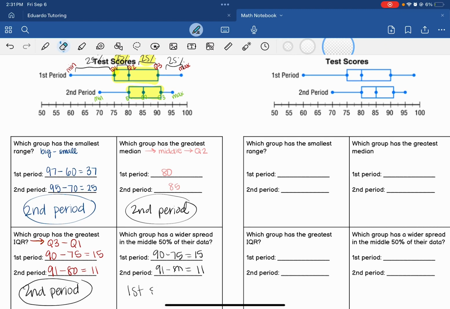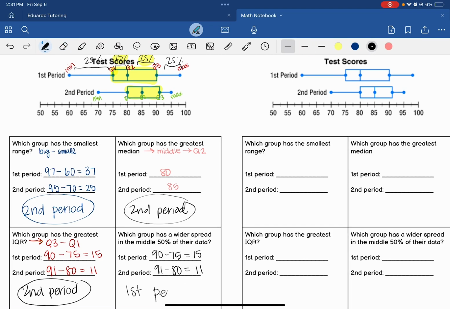That's what I get for talking and writing. Let me erase that. So it looks like first period actually has the wider spread.